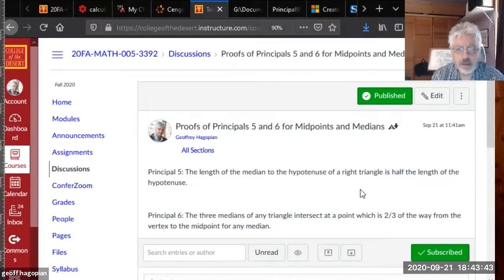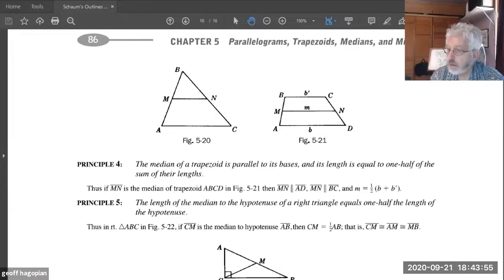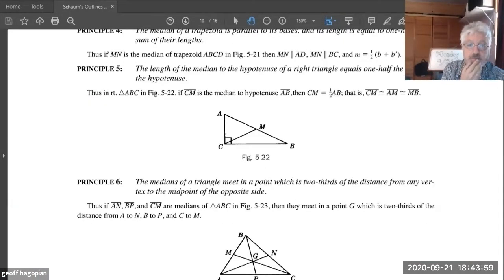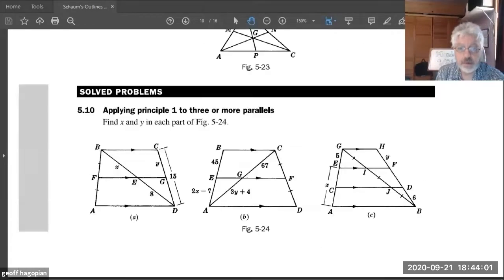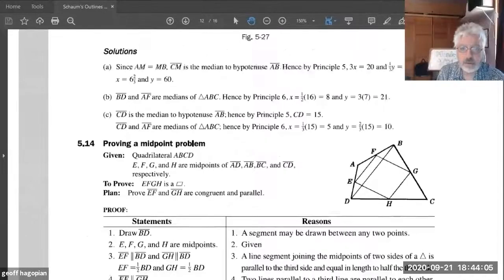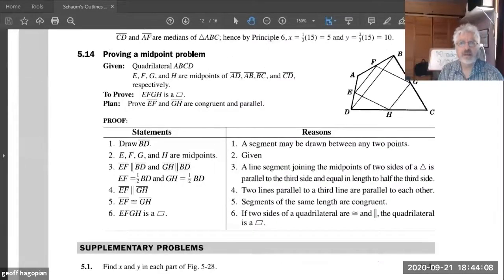We do want to get onto circles, and so that's one way of sort of pressing ahead, as it were. Okay, so then I want to go back to our text, and we see principle 6. Oh, that was principle 6. Okay, right. And so here are some solved problems. You like this one? Proving a midpoint problem. So given a quadrilateral ABCD, see it there?